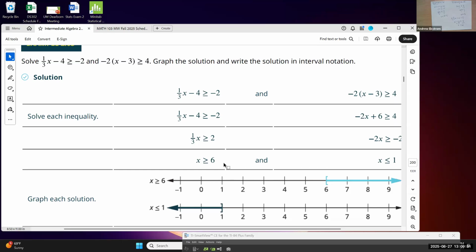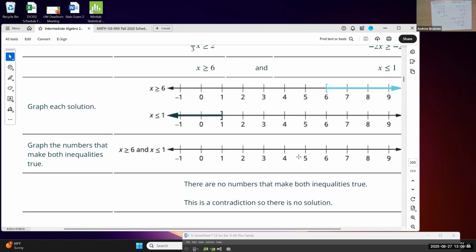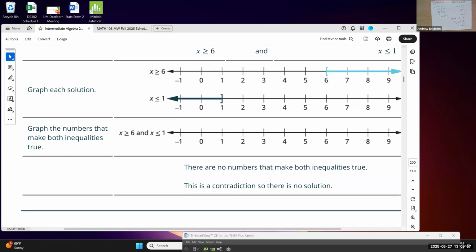And when you look at the answers here, one of these is telling you everything 6 and greater. Then everything here is 1 or less. If we're looking at this problem where it says and, so again, we're looking for the overlap. Do these two lines overlap at all? Absolutely not. So it says there are no numbers that make both inequalities true.